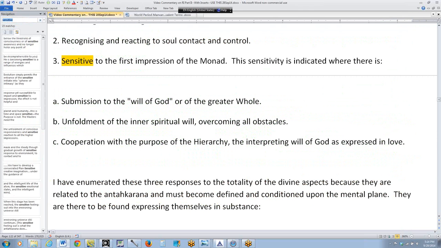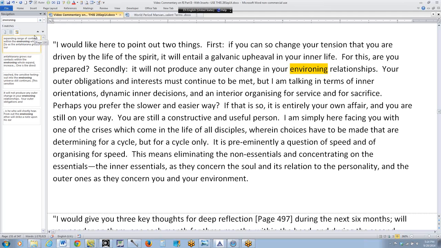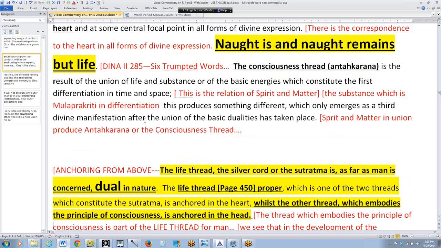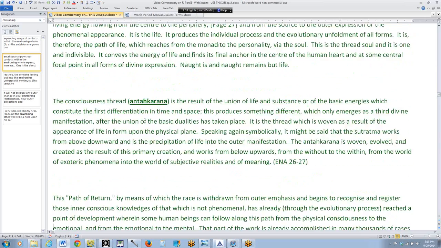Let's see if there's any more sensitive. No. Environing. And I think, no. How about this? 118? Yes. Okay. Well, anyway, we have some initial thoughts gathered here, and I trust that they are useful.